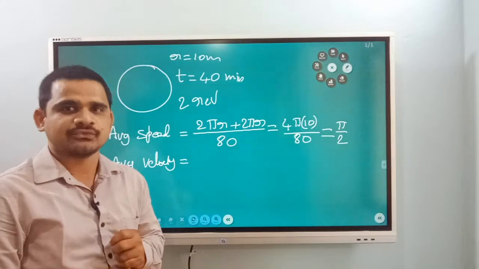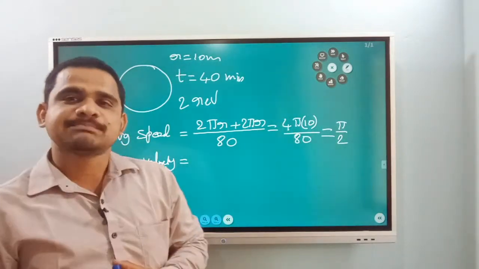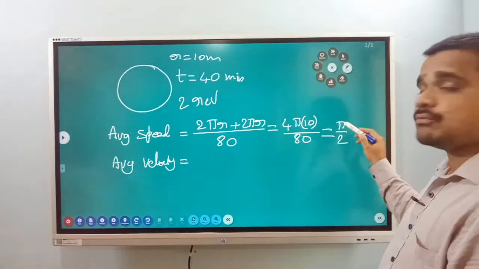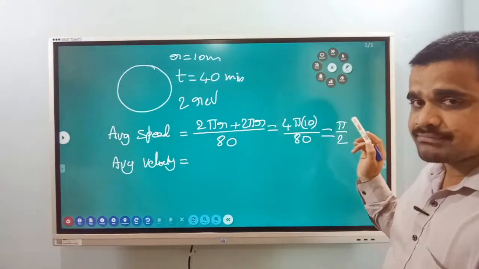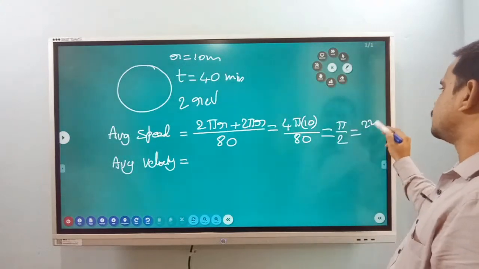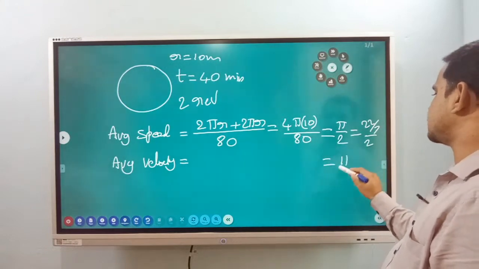Yes, fine. This is pi by 2. What is the pi value here? 22 by 7, which means 3.14, right? So just calculate this: 22 by 7 by 2. You will get 11 by 7.